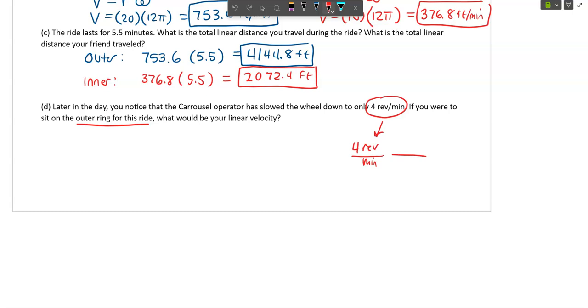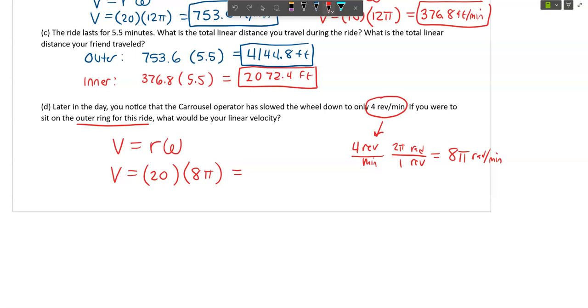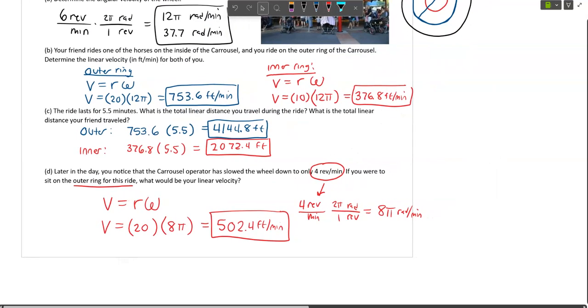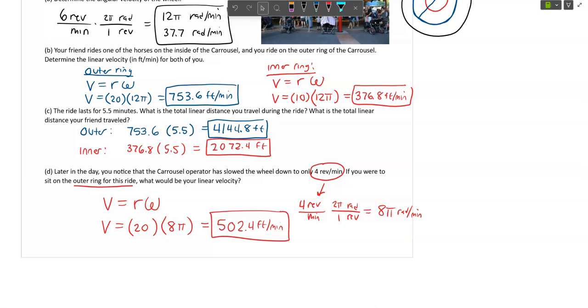We're getting used to this now. We're going to do radians over revolutions. 1 revolution is 2 pi. So this is going to be a total of 8 pi radians per minute. All right, so now it's time to figure out our linear velocity. Once again, I think using r omega is definitely the smart way to go here. Since we already know our radius, in this case 20, since we're sitting on the outer ring, and our angular velocity is 8 pi, when I calculate this and round to the nearest tenth, I get 502.4 feet per minute. Now remember, earlier we were going 753, so when the ride slowed down, we slowed down by about 200 feet per minute.